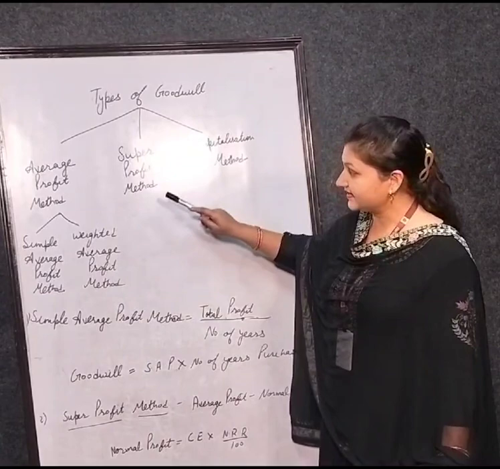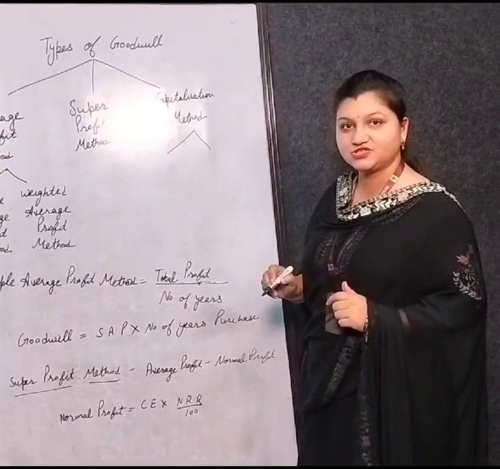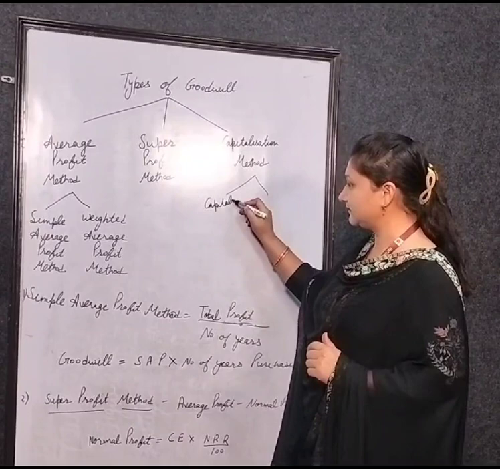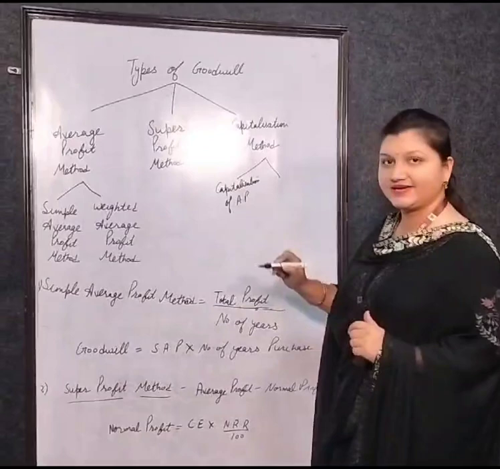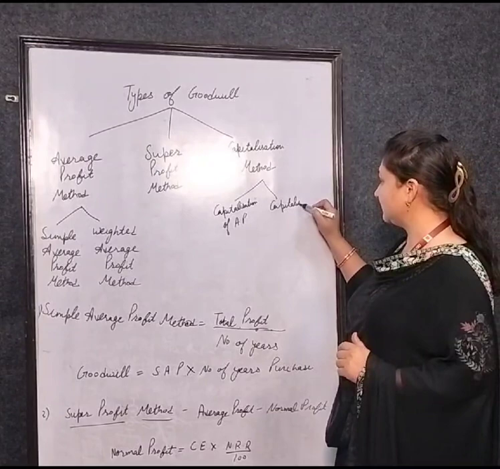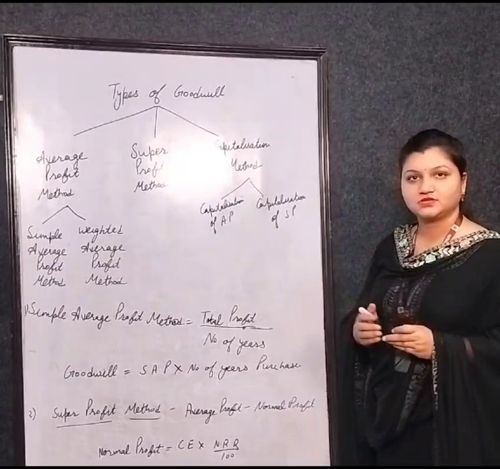Second is super profit method. Third is capitalization method. Capitalization method is also of two types: capitalization of average profit, and second method is capitalization of super profit. Clear?